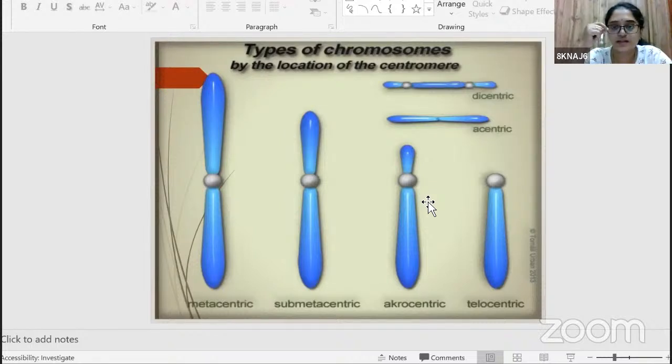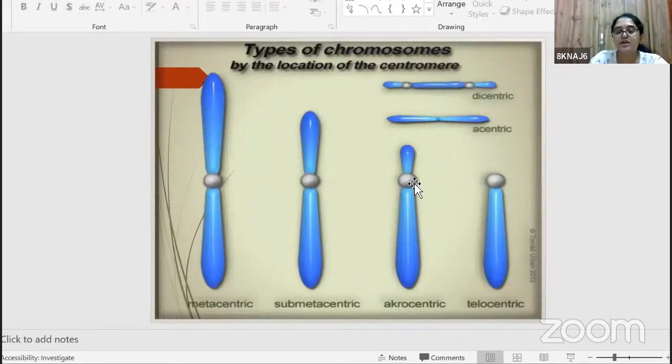So let us just see this. This can also be a dicentric, and this is acentric, that is, you do not have a centromere at all. In the case of metacentric, a centrally located centromere is present. This is known as the metacentric type.